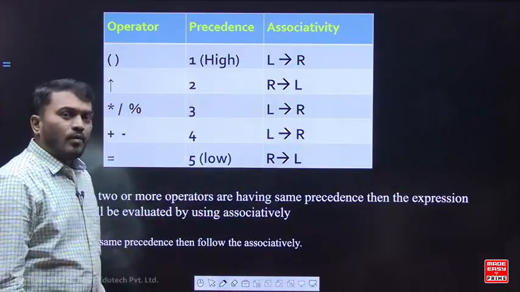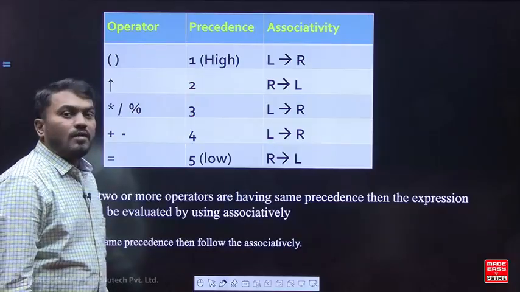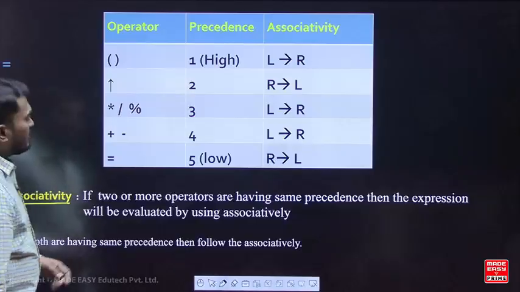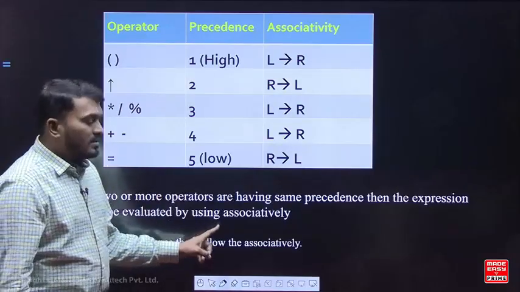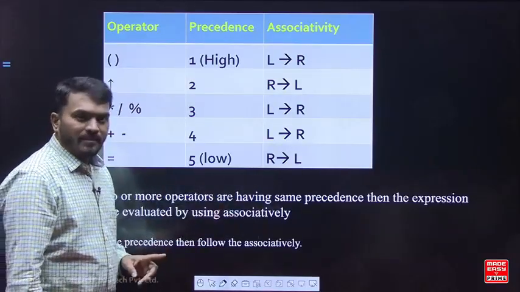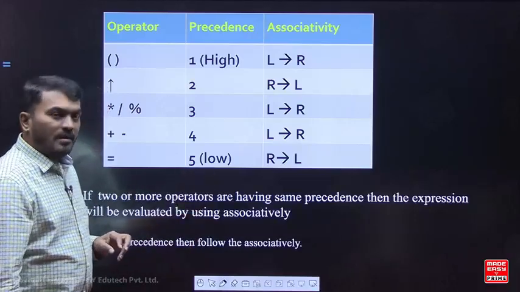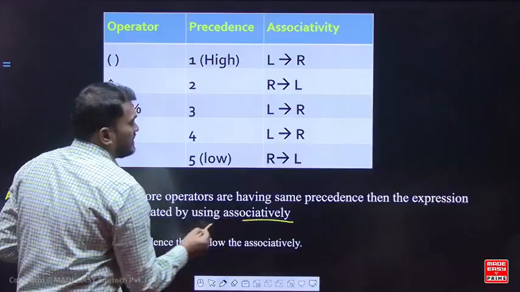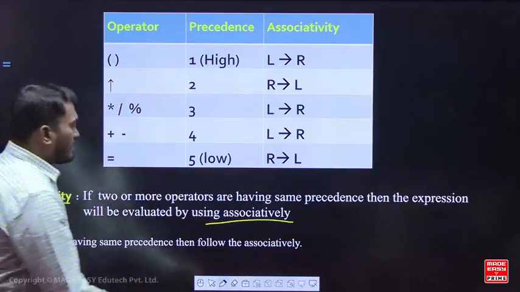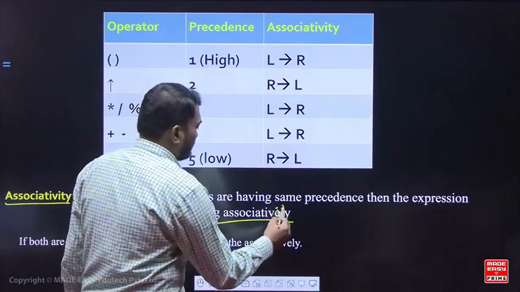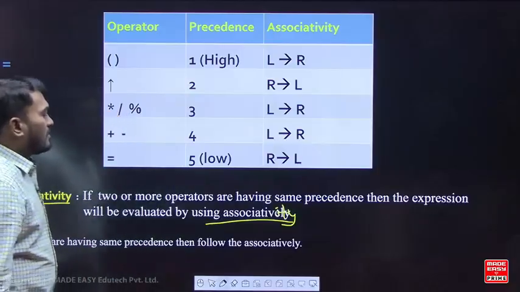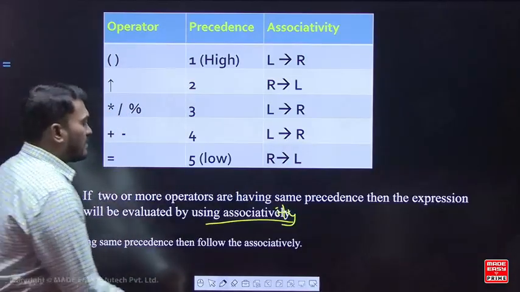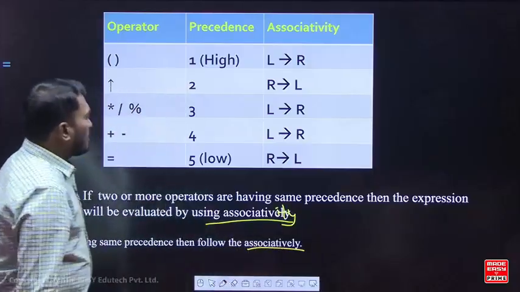What is the meaning of associativity? I clearly gave the definition. Associativity means, if two or more operators are having the same precedence, then the expression will be evaluated by using associativity. Remember, if both are having same precedence, then follow the associativity. So copy this.